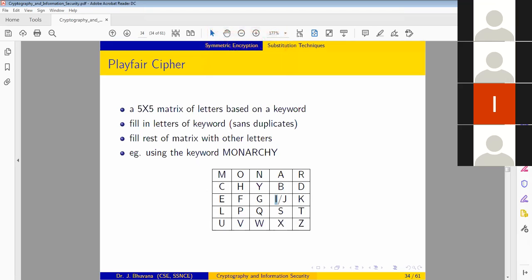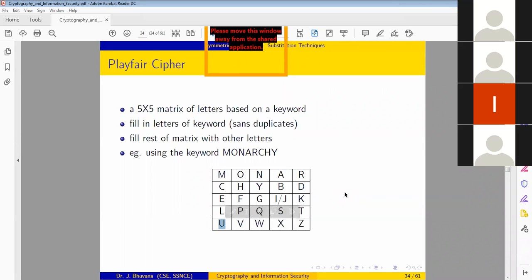What are the next two digrams in the ciphertext? It is C and U. So I take C, and where is U? Both lie on the same column. If two letters of the plain text lie on the same column, I go for the letter beneath it. So C will be replaced by E, and for U there is no letter beneath it, so I will come back in a circular fashion and use M as the substitution letter for U.